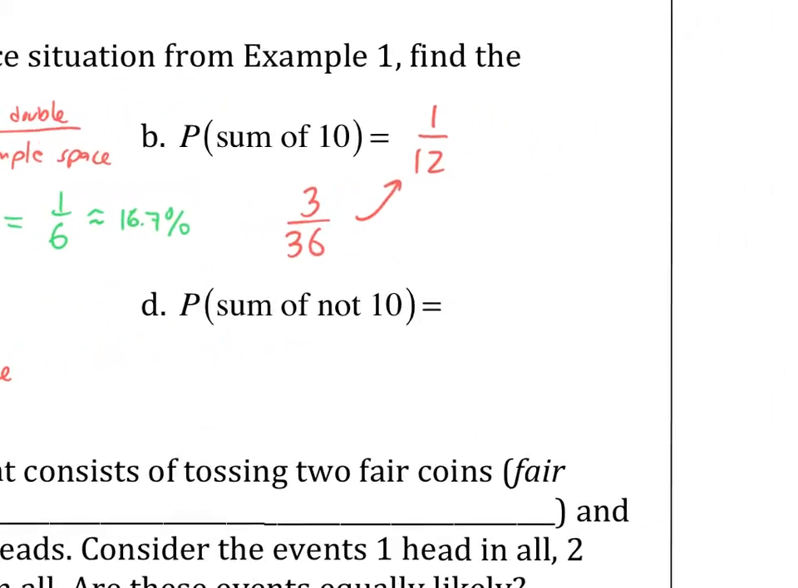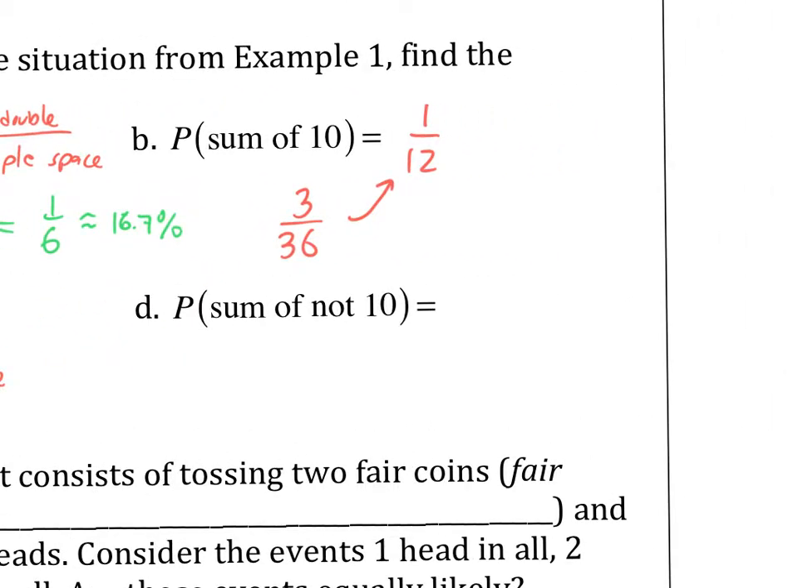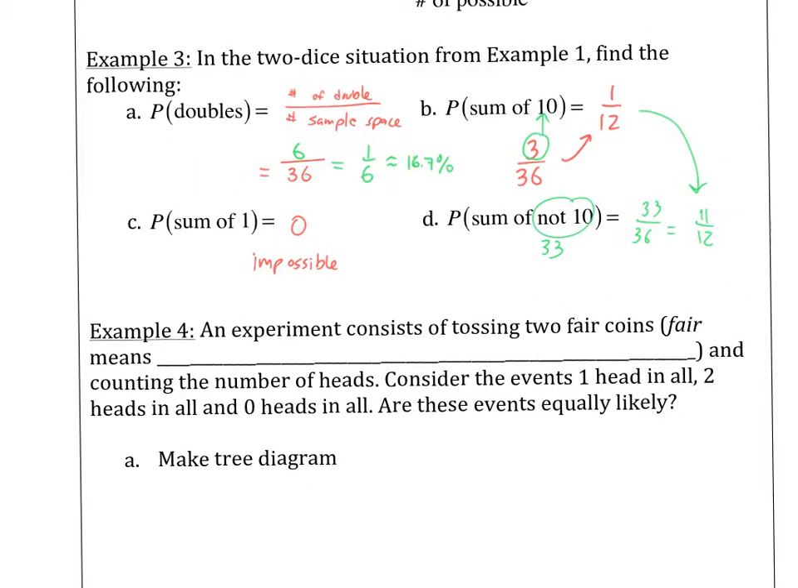What about this? The sum of not 10. So if up here there are 3 sums of 10, that means there are 33 not summing to 10. So in this case, 33 over 36, which now becomes 11 over 12. Notice here how they're related. I don't want to say they're complementary, but they're like, I forget the word, but inverse-ish. They sum to 1 here. So it's kind of like supplementary, but with 1.